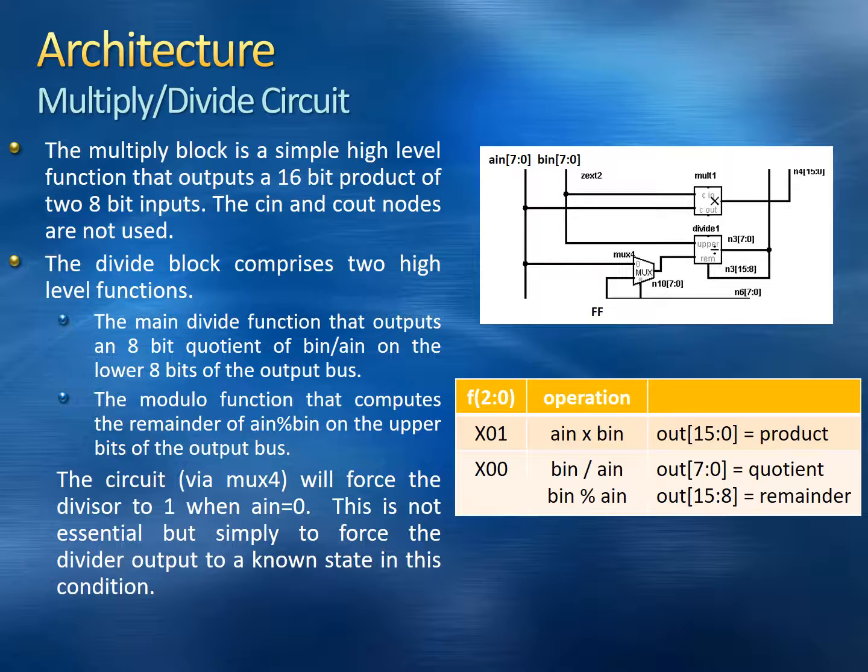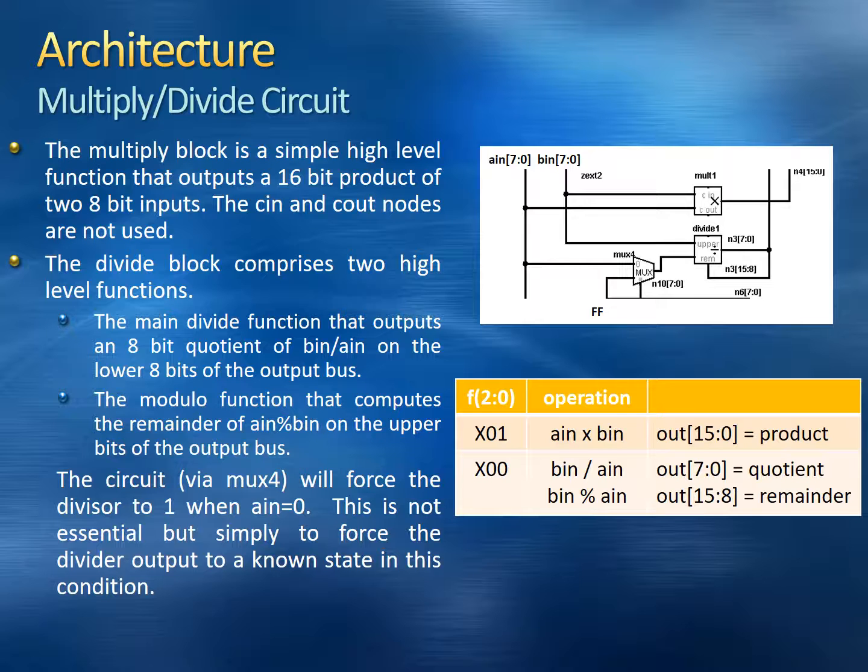The divide block is comprised of two high-level functions. The main divide function places the quotient of Bn divided by An on the lower 8 bits of the data bus, and a modulo function is used to compute the remainder, which is placed on the upper 8 bits of the data bus. The table describes how the answer is constructed.